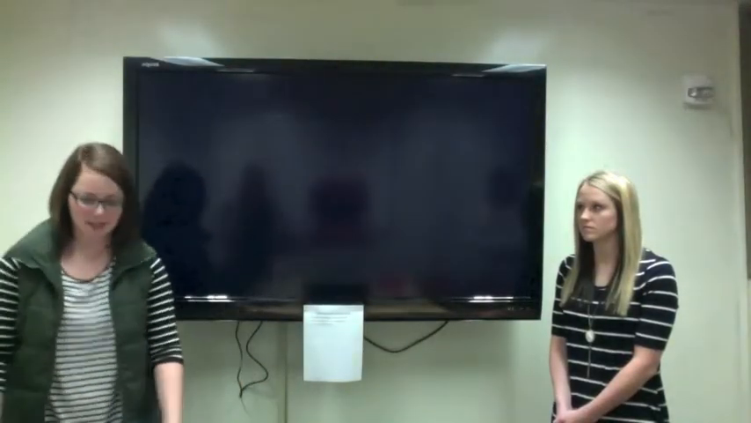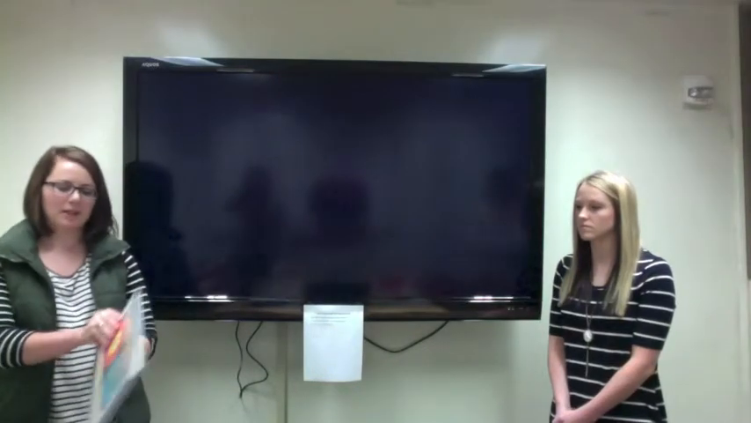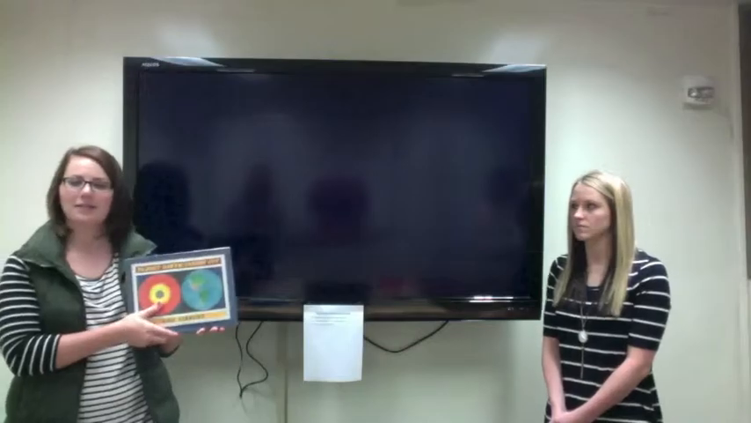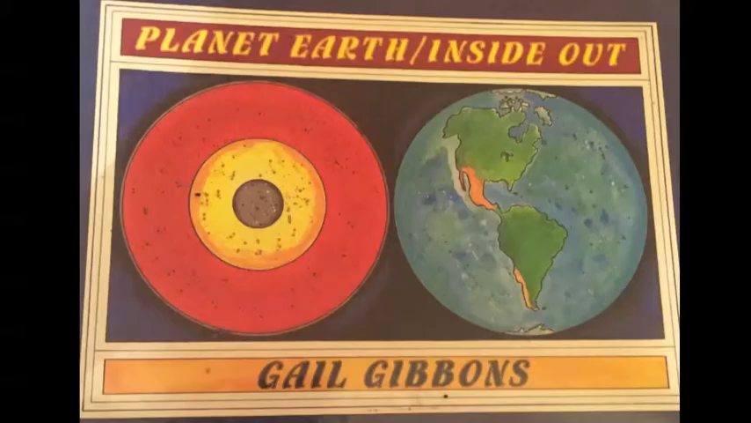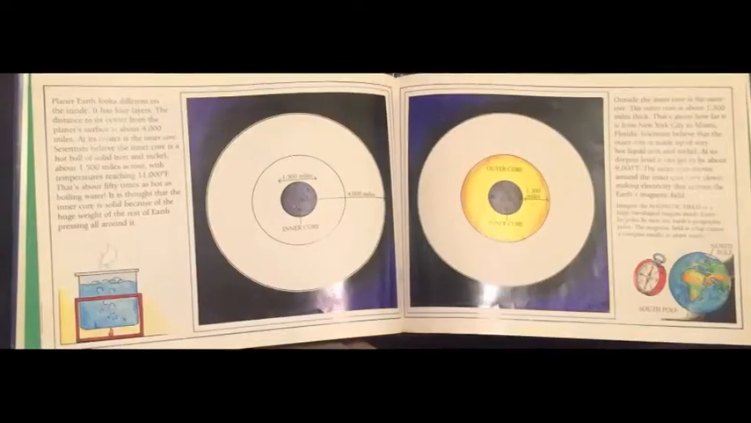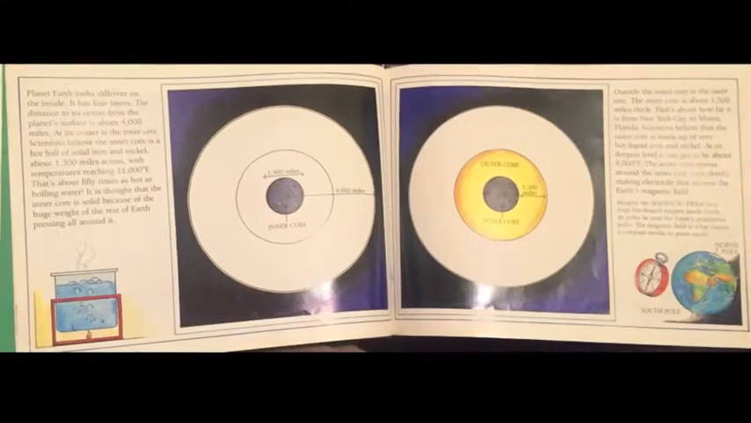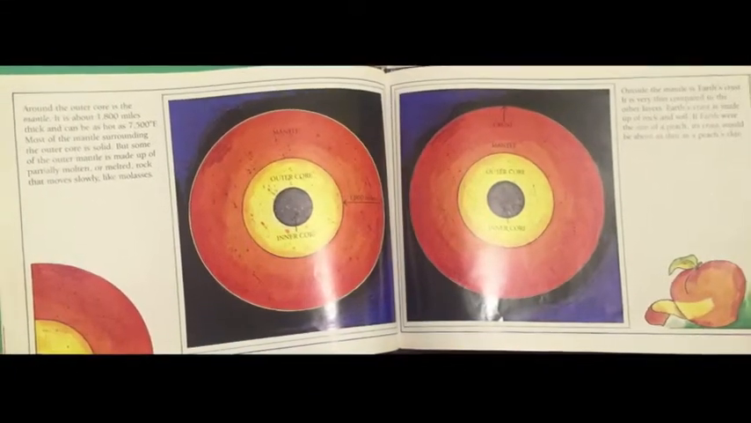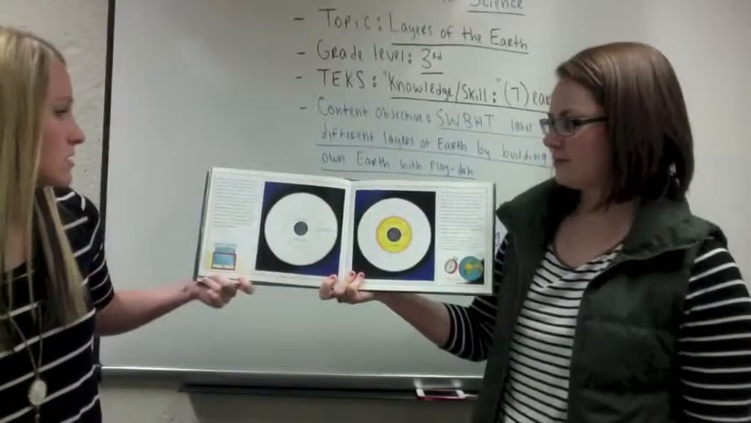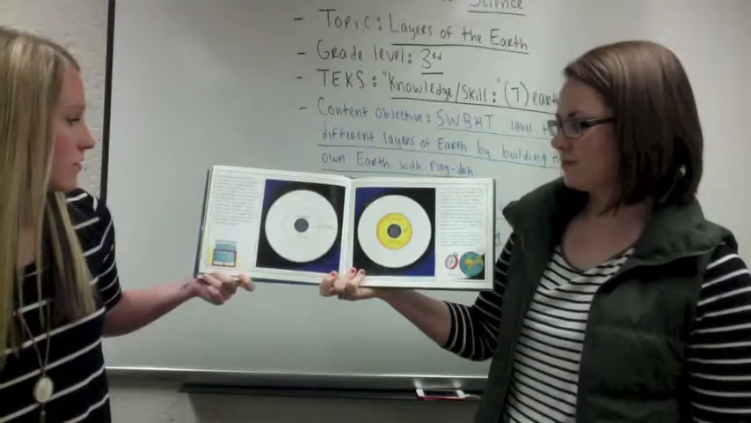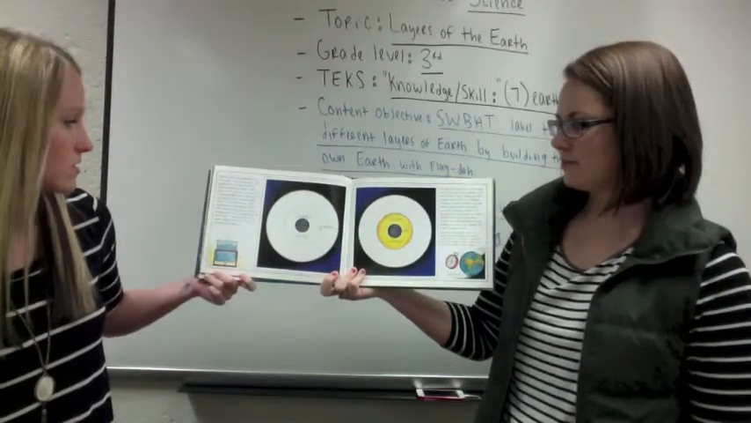Okay guys, now based on what we've just learned, we're going to be reading this book called Planet Earth Inside Out by Gail Gibbons. Planet Earth looks different on the inside. It has 4 layers. The distance to its center from the planet's surface is about 4,000 miles.